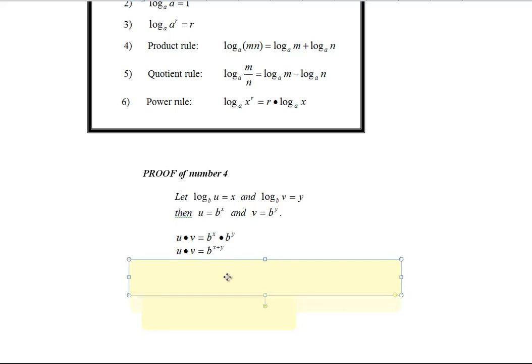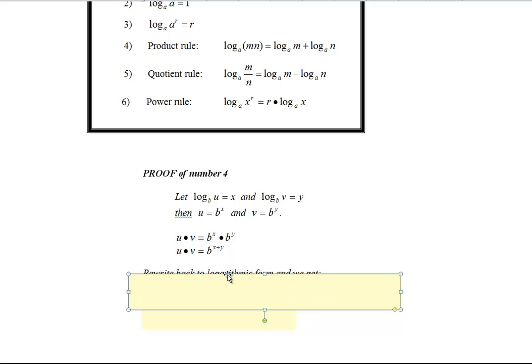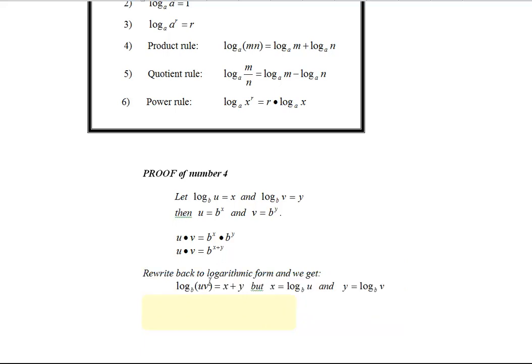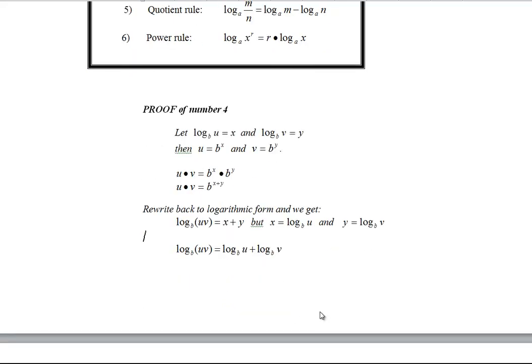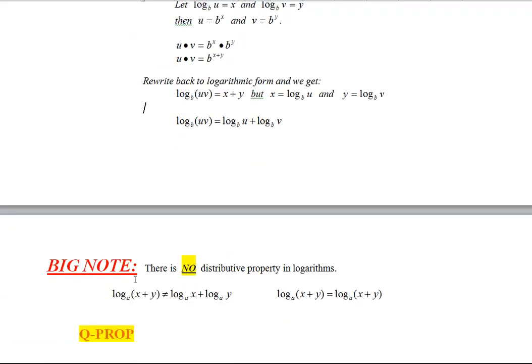So let me move this down just a little bit. I'll just delete it. There. Okay, here's my x plus y equals log uv base b. But remember at the very get-go what x was and what y was. So with substitution, I'm going to put log u base b here, and here I'm going to put log v base b, and that's a proof. Now the other ones can be proved the same way, but if I have the log of a product, I can separate it up as a sum of those logs.